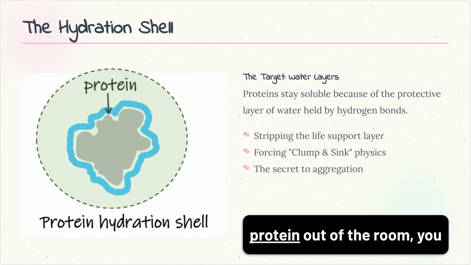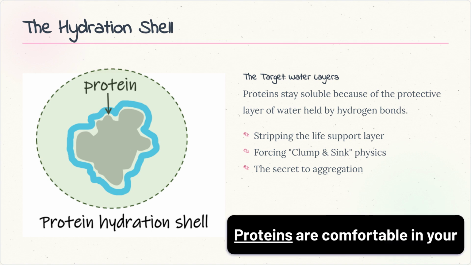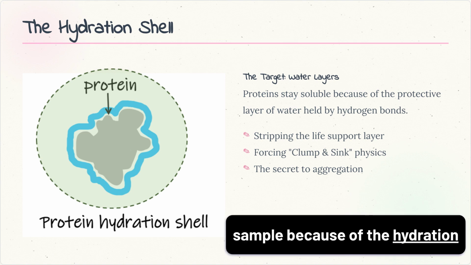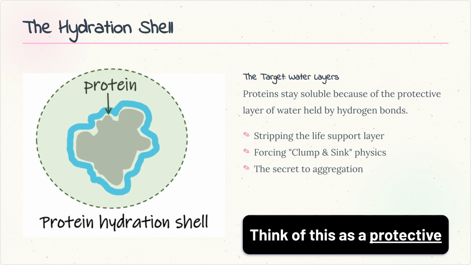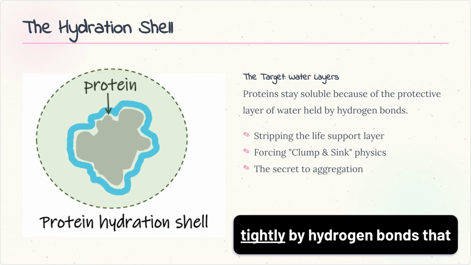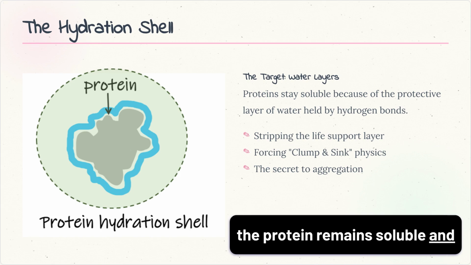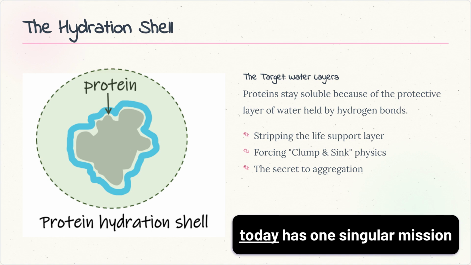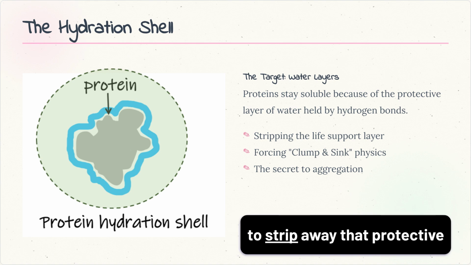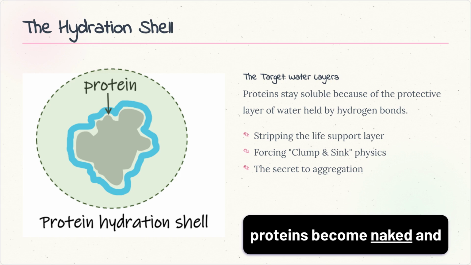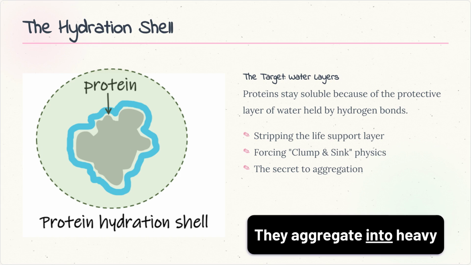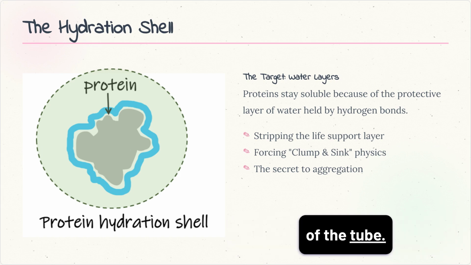To understand how to throw a protein out of the room, you have to understand why it's allowed to stay there in the first place. Proteins are comfortable in your sample because of the hydration shell. Think of this as a protective layer of water molecules, held tightly by hydrogen bonds, that acts like a life support system. As long as that shell is intact, the protein remains soluble and dispersed. Every method we discuss today has one singular mission: to strip away that protective water layer. When the water is gone, the proteins become naked and hydrophobic. They aggregate into heavy clumps and crash to the bottom of the tube.